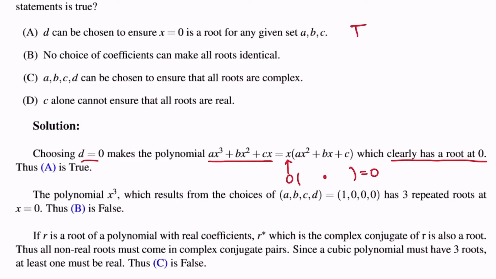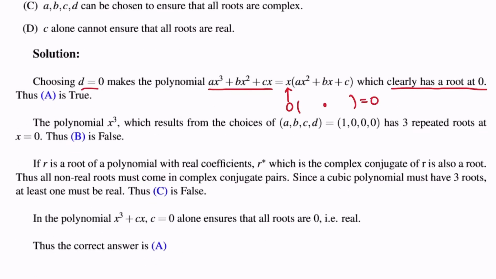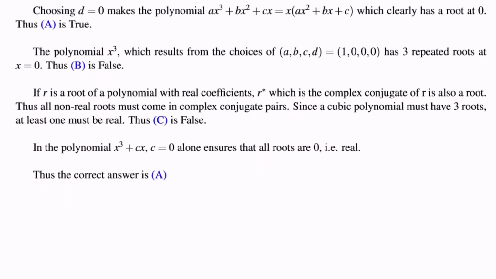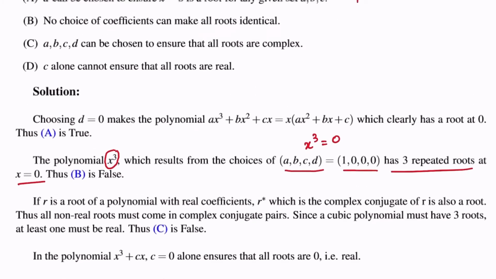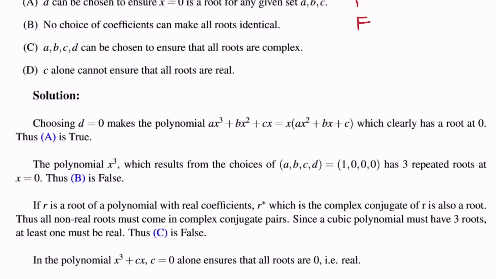Next, no choice of coefficients can make all roots identical. Now, this is not true, because of a very particular counterexample, which is the choice of a, b, c, d equal to 1 followed by all zeros, resulting simply in the polynomial x cube. And you can see that x cube equal to 0 has 3 repeated roots at the origin, that is 0. Thus, I was able to get a choice of coefficients which make all the roots identical. This option is false.